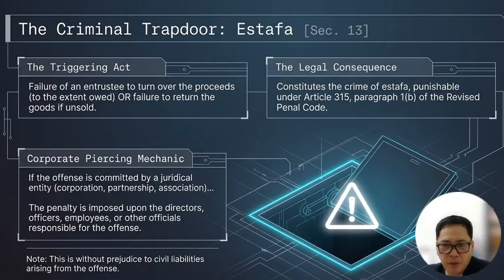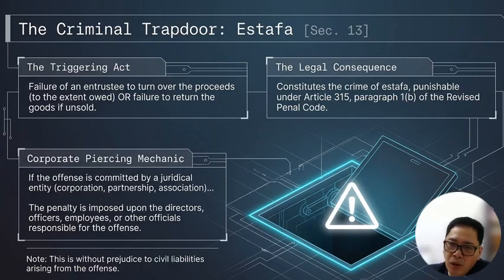If the offense is committed by a corporation, partnership, association, or other juridical entity, the law does not allow the individuals involved to hide behind the corporate veil. Instead, the criminal penalty is imposed directly upon the directors, officers, employees, or other officials or persons responsible for the offense. There is also what we call a dual liability.